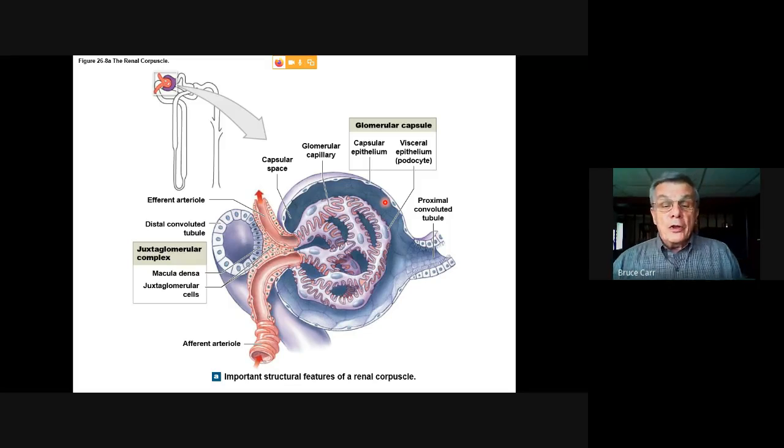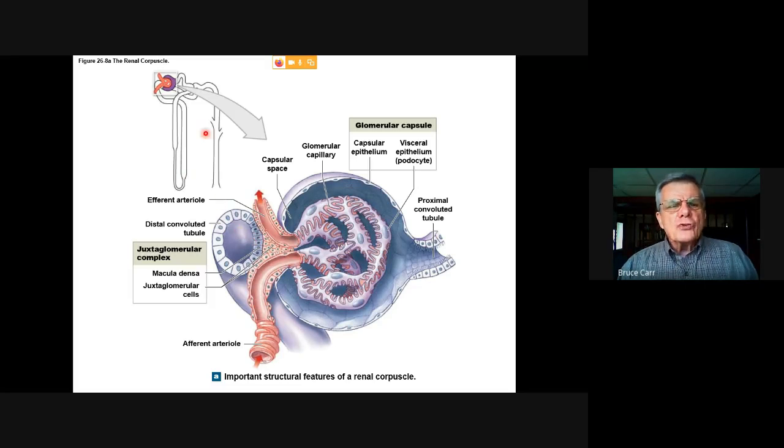Before we leave the glomerulus and this initial step, I want to point out this group of cells right here. This is a group of cells called the juxtaglomerular apparatus. Juxtaglomerular just means right next to the glomerulus. And over here you'll notice the proximity to the distal convoluted tubule.